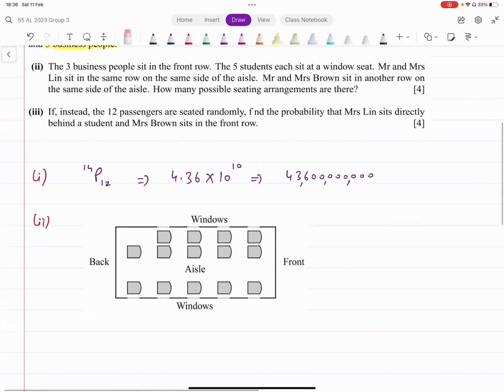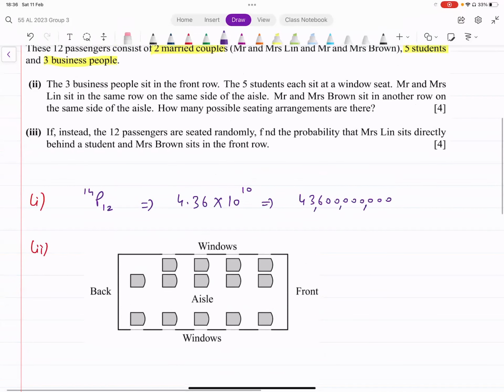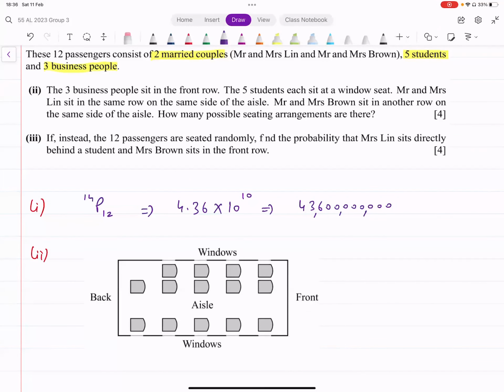So the 3 business people, they sit in the front row. So this is the total number. आपको जो नजर आ रहा है ऊपर, 2 married couples, there are 4 of those people. And then 5 students and 3 business people. 3 business people sit in the front row. You can see front is on the right side here. They sit here in 3 positions के ऊपर. ठीक है? So you can have B1 here, B2 here, and B3 here. ये आपने business वाले लोगों को place कर दिया यहाँ पे. यहाँ एक condition थी, they are already placed there.